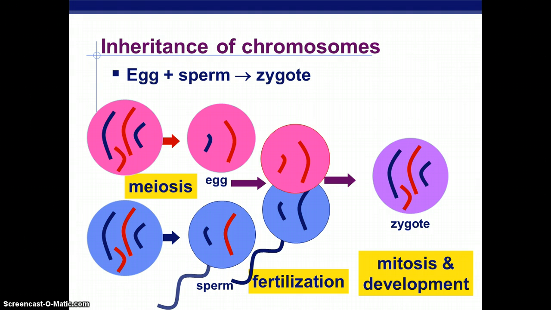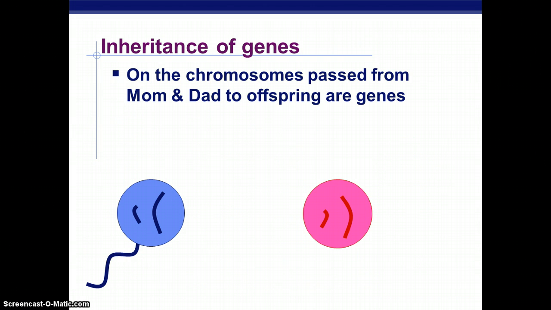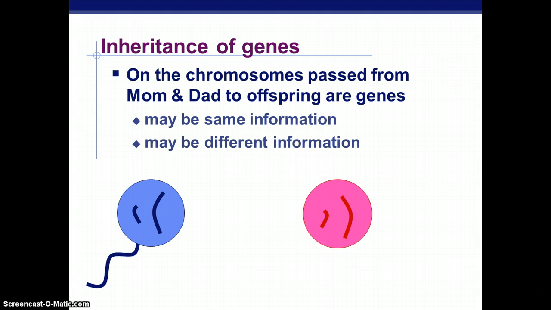During that development, from an embryo to the baby, it will undergo mitosis and development. So on the chromosomes passed from mom and dad to the offspring are genes. Okay, some of them will have the same information. However, like we kind of talked about in class, they may also have different information.